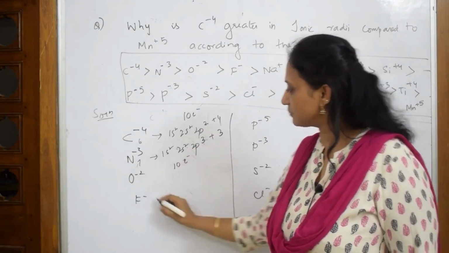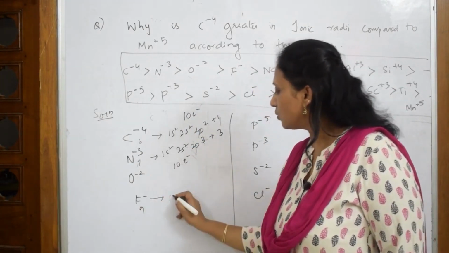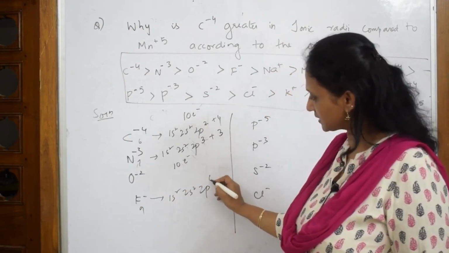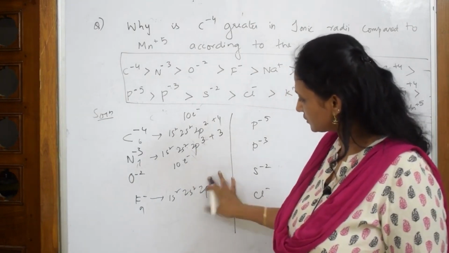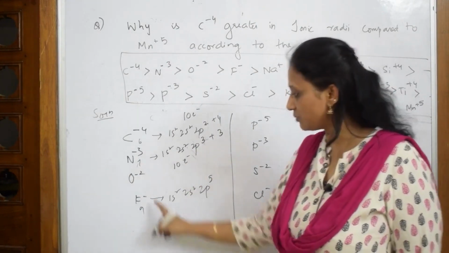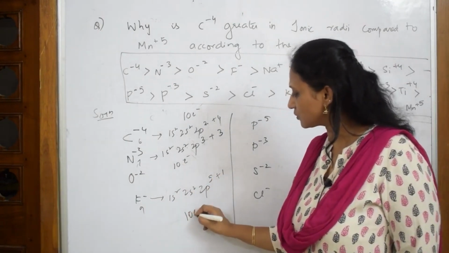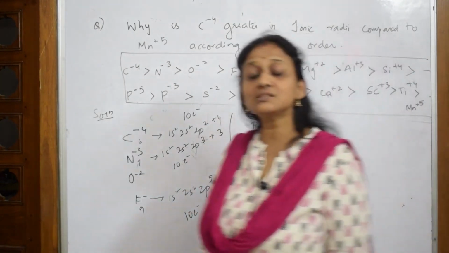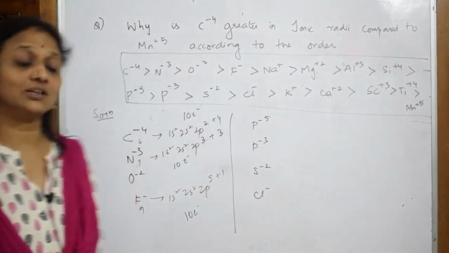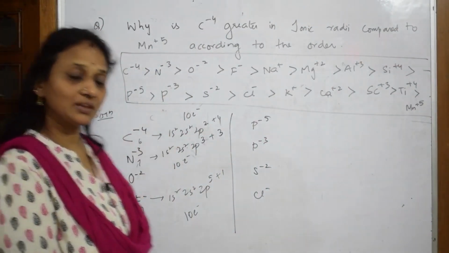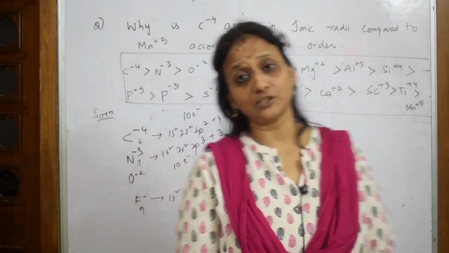Now let us take one more example. Fluorine, atomic number 9. 1s2, 2s2, 2p6, 6, 7, 8, 9. So this is 2p5, 6, 7, 8. How many? 1 electron. Now count: 5 plus 1, 6, 6 plus 4, 10. Here also 10 electrons. So what are all these elements? All these elements or all these ions are isoelectronic species. So isoelectronic means what? The ions which have the same number of electrons, isn't it?